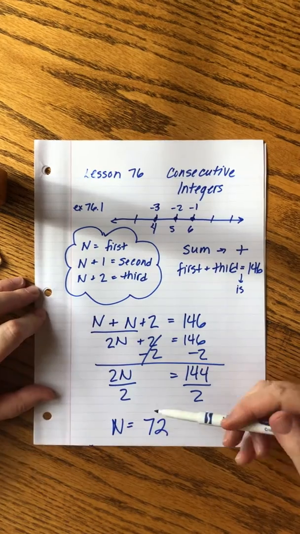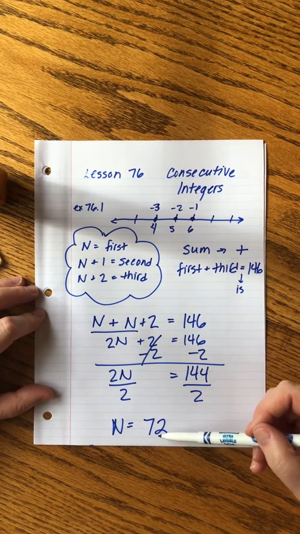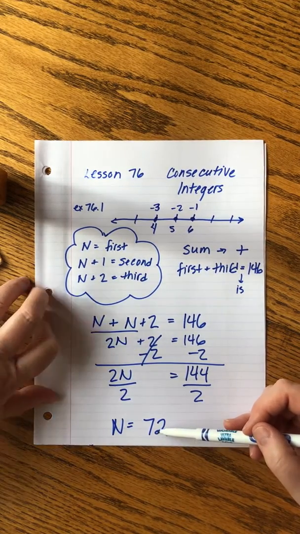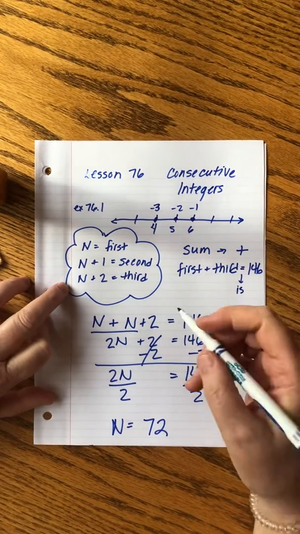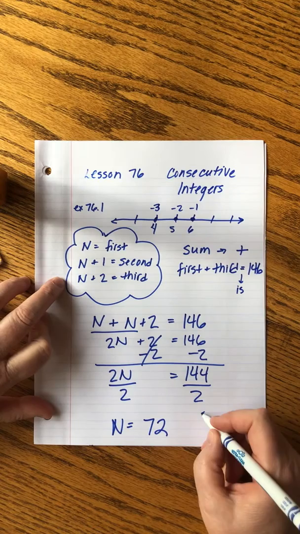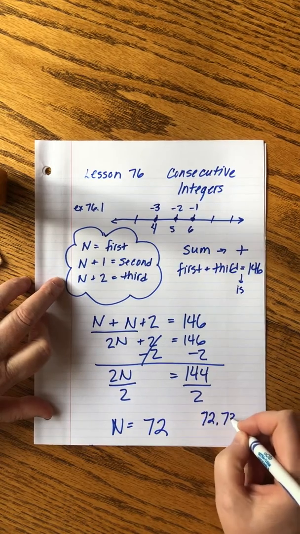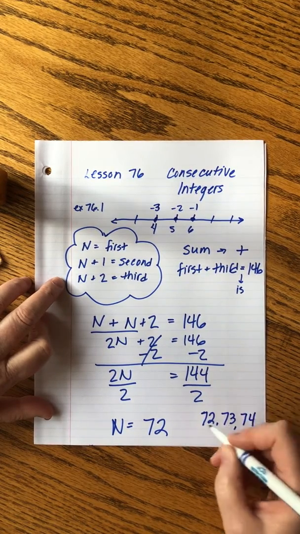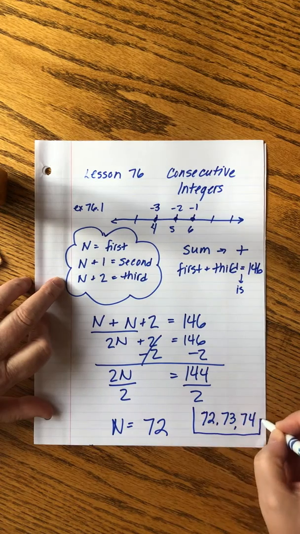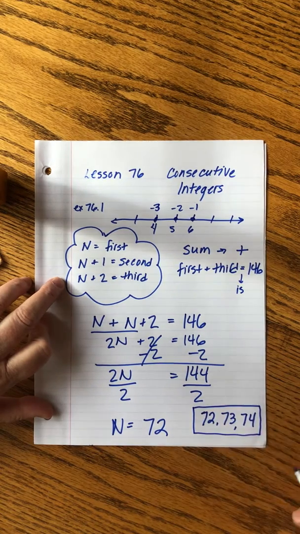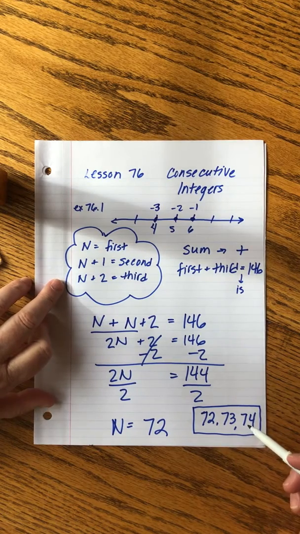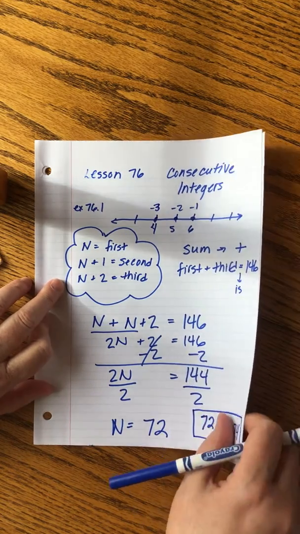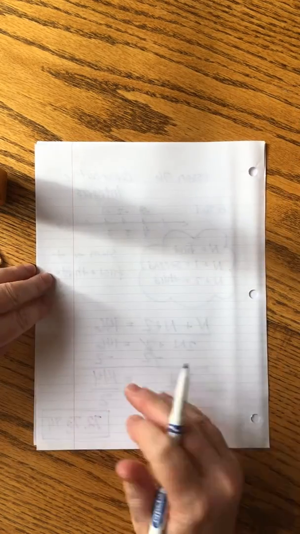Okay? That's the first of the three consecutive integers. If we want to show them all, then we have to add 1 and add 2. So our answer looks like this: 72, 73, 74. We don't have to put them in parentheses because they're not an ordered pair, but we were told to find three consecutive integers, and there they are: 72, 73, and 74. Beautiful. Let's do another one. I'm having so much fun, are you?